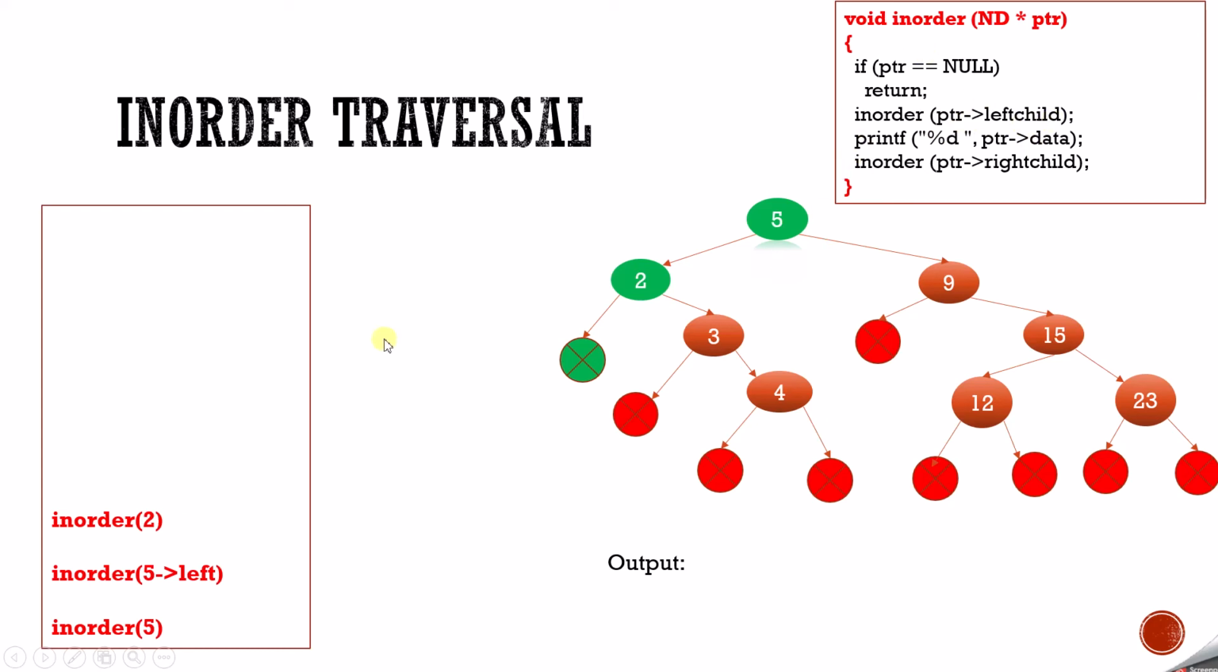Now I am still in this function, so I am going to the next line. What is the next line? Printf that value. So that is 2. So I am putting the print output 2 here.